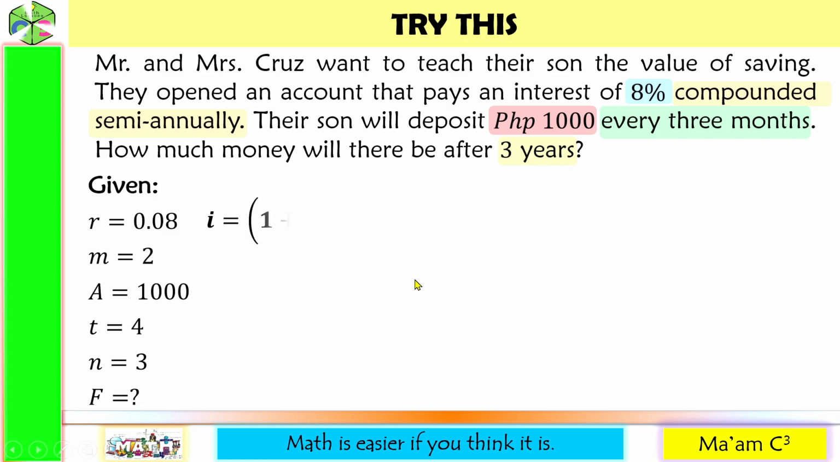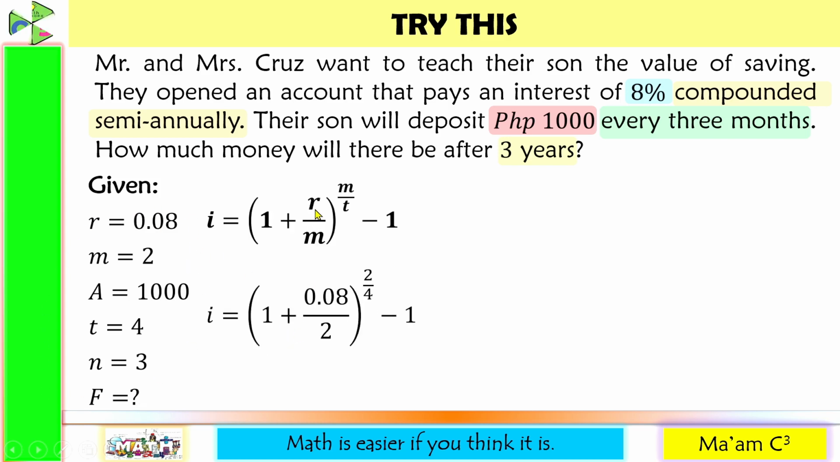Again, our formula for I, let us substitute our given here. Our R is equal to 0.08. Our M is equal to 2. M again is equal to 2. And our T is equal to 4, minus 1. Let us use our calculator to solve this.